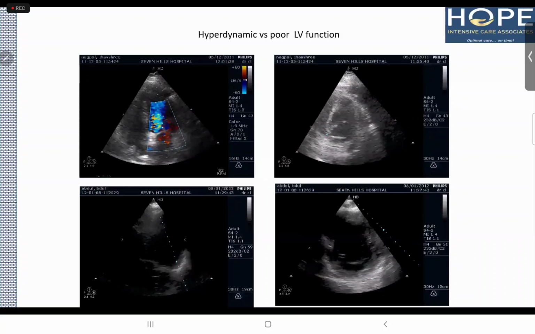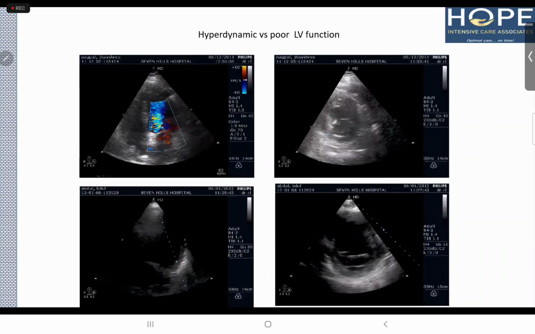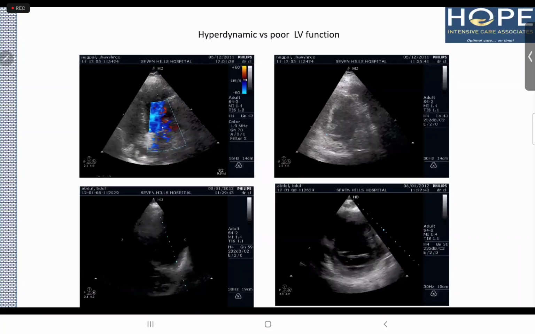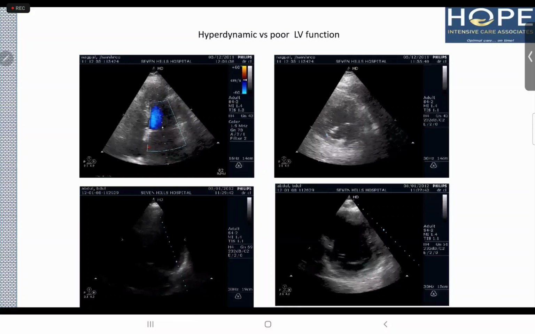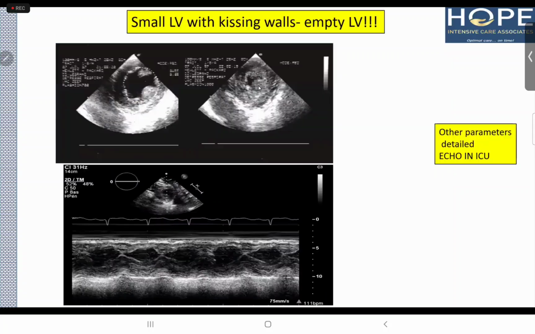Then if it is not contracting well, the next question is whether it is regional, single left ventricular, right ventricular, or global, all. And if it is only left ventricular, the question comes whether it is regional or global. So this is again an example of kissing walls. As you can see, during systole practically no LV cavity is seen. Here the diagnosis is very obvious: this patient has hypovolemia and can safely take some fluid.